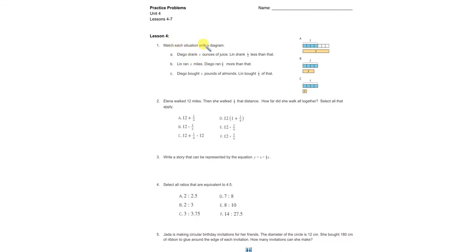Match each situation with a diagram. So we did this in class where we had these tape diagrams, and we matched them to these situations where we added or we took away a fraction of what they had.